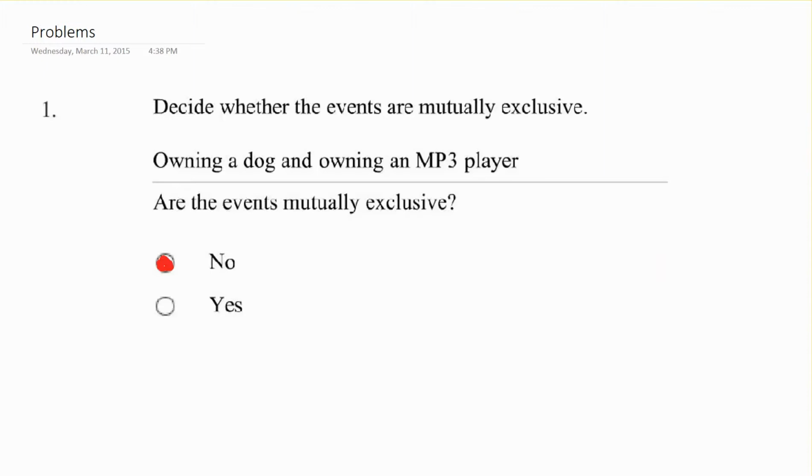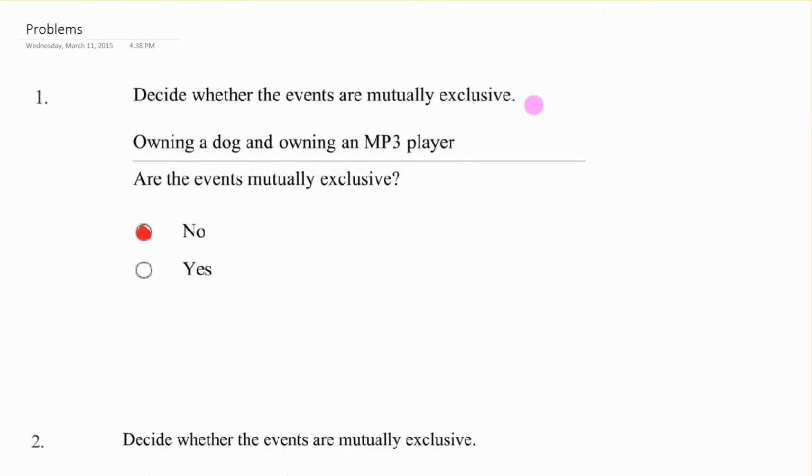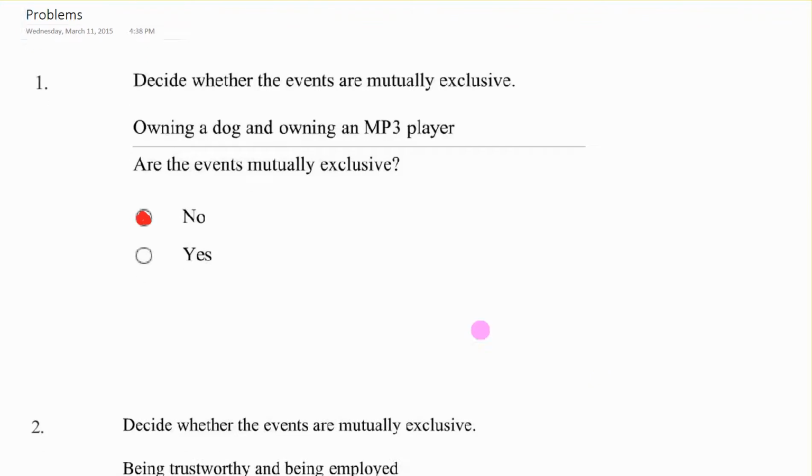Let's see. I'll make this a little smaller. All right, decide whether the events are mutually exclusive. Owning a dog and owning an MP3 player. So if you own a dog, does it mean you cannot own an MP3 player? No, those are not mutually exclusive.